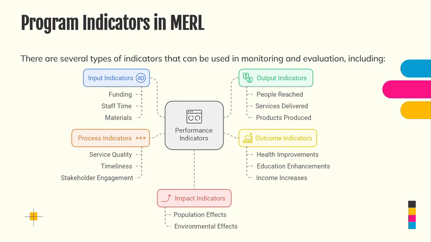The other thing is impact. You're looking at the overall impact, the effects in the community. Have we seen any change? The environment, have we seen any change? So basically these are some of the examples of indicators that are used in MERL.